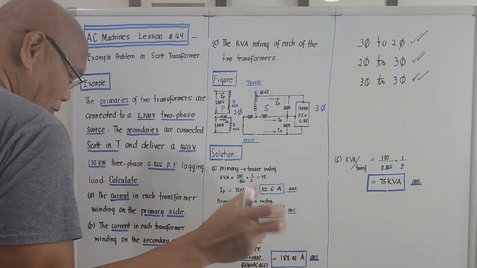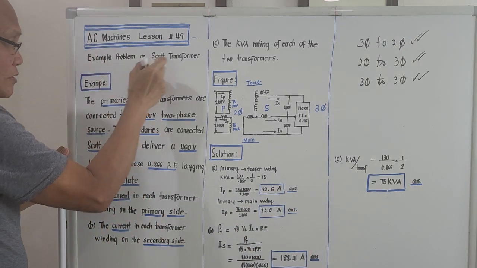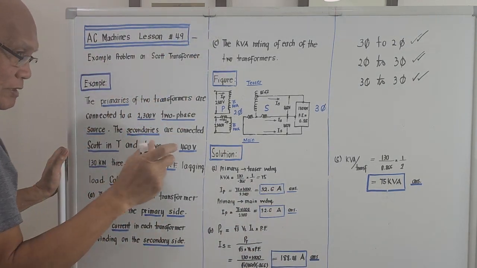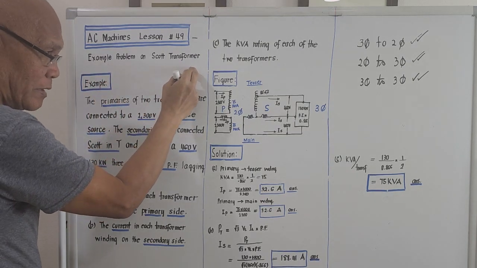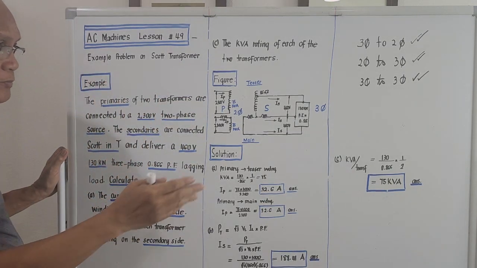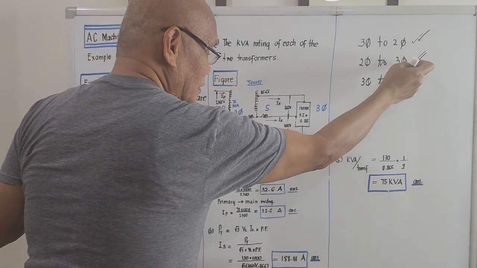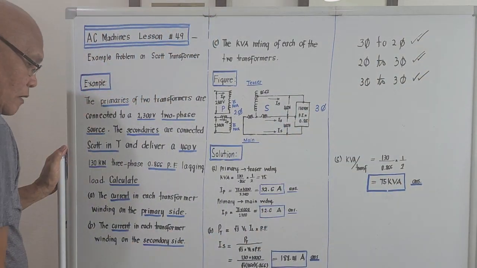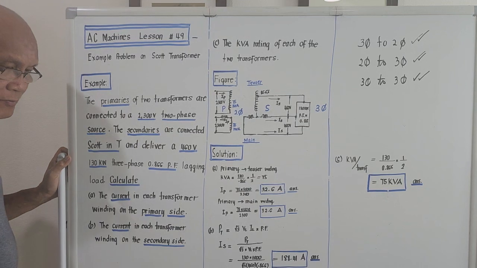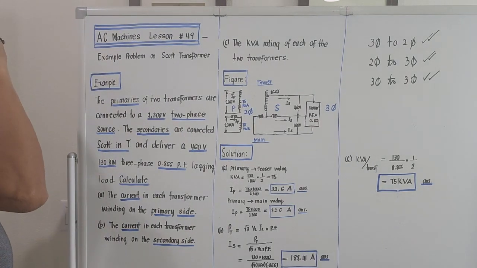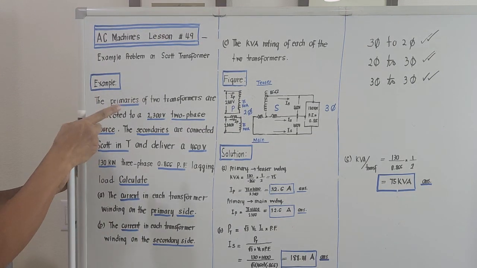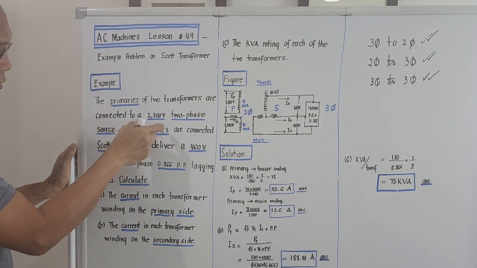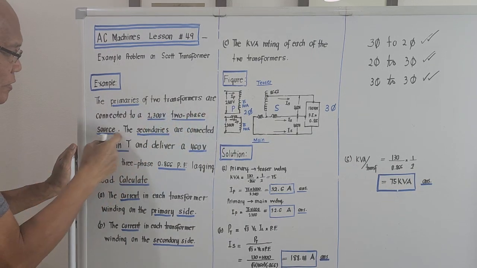The subject matter for this morning will be AC machines, lesson number 49, and the title of the topic will be example problem on SCOTT transformer, that is the conversion from two-phase to three-phase. Okay, I will try to read the problem. The primaries of two transformers are connected to a 2300 two-phase source.